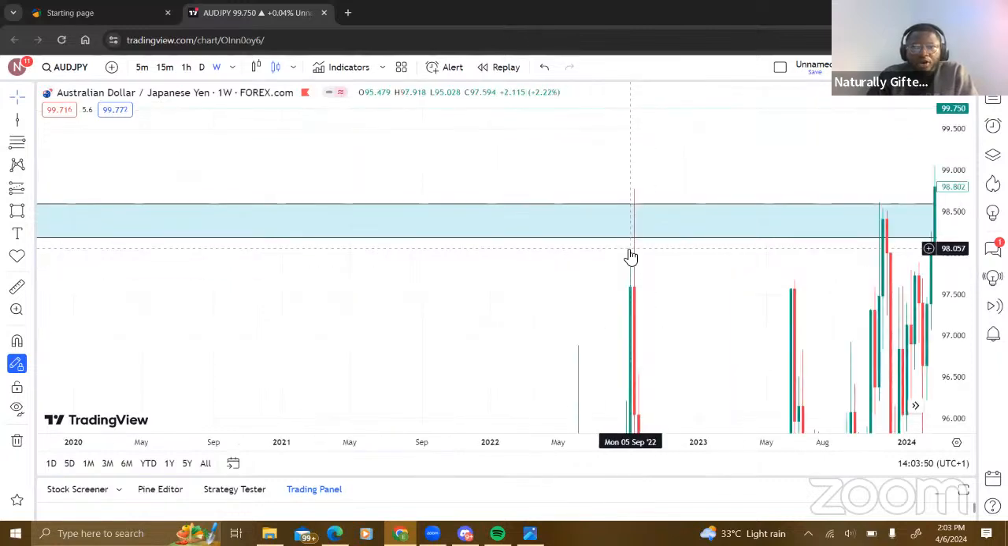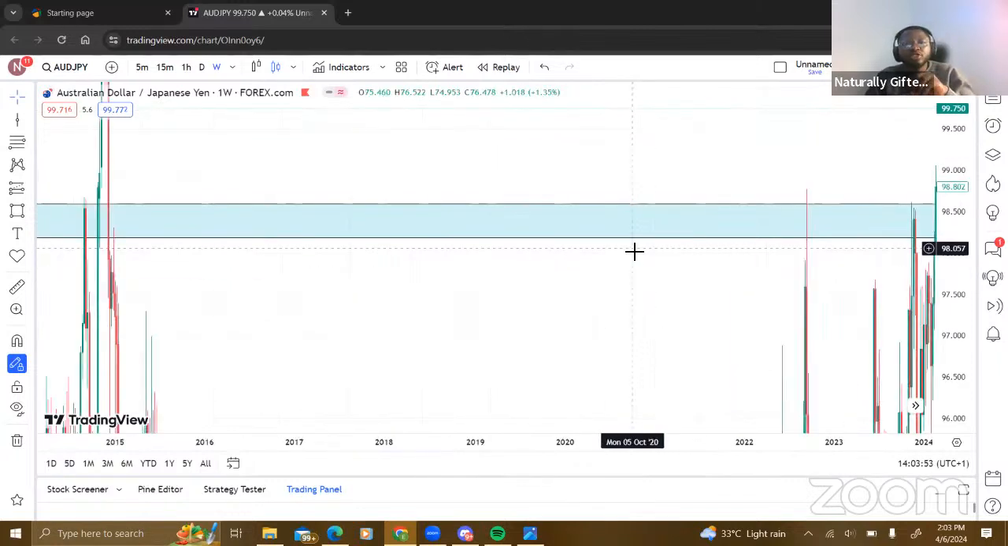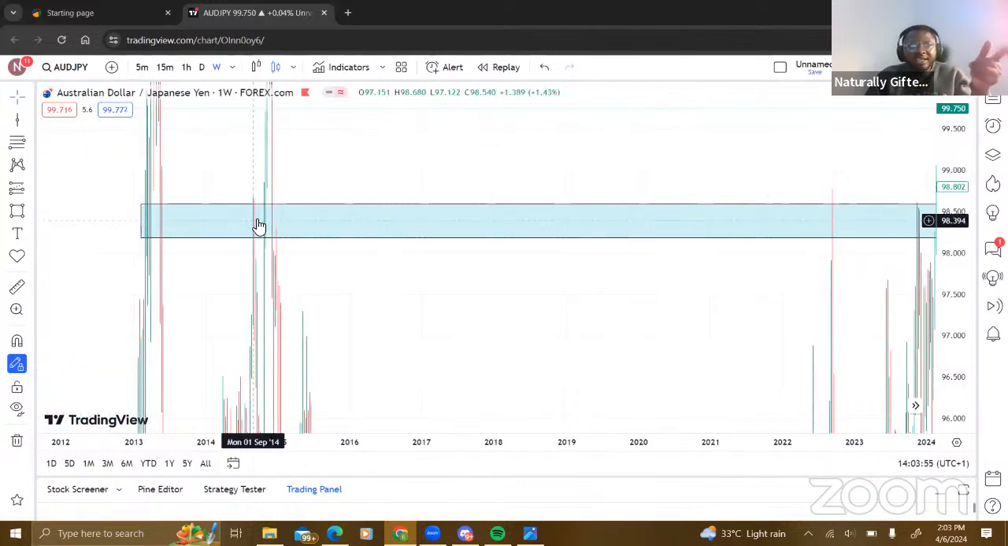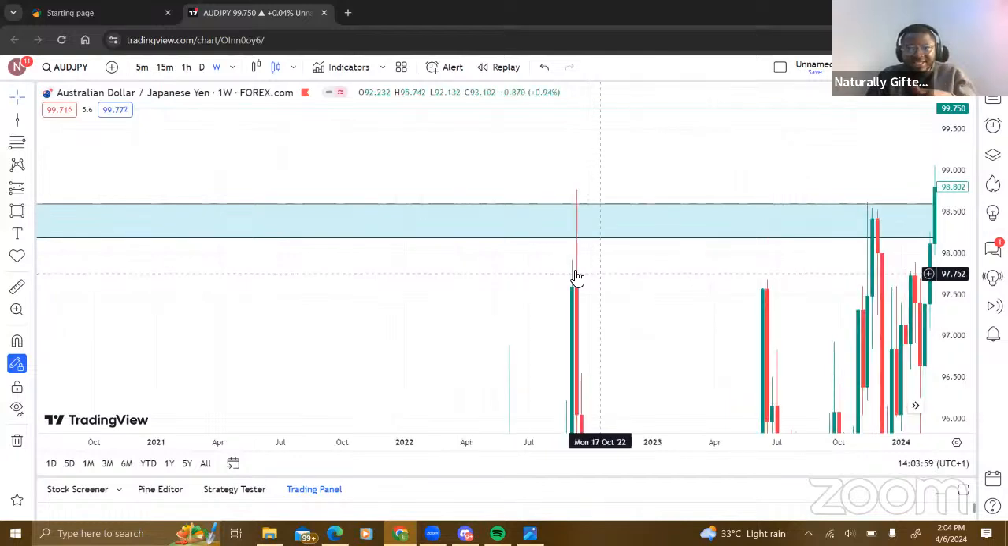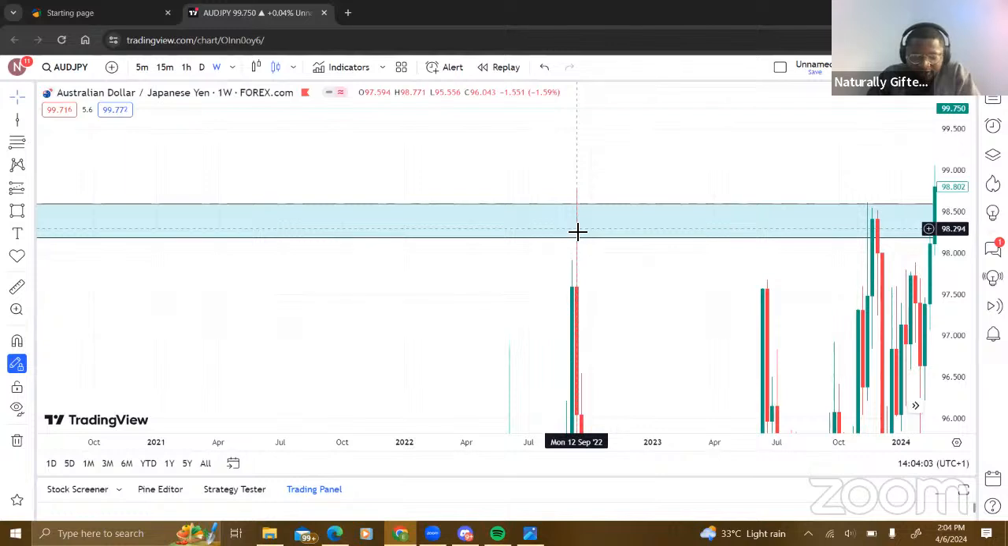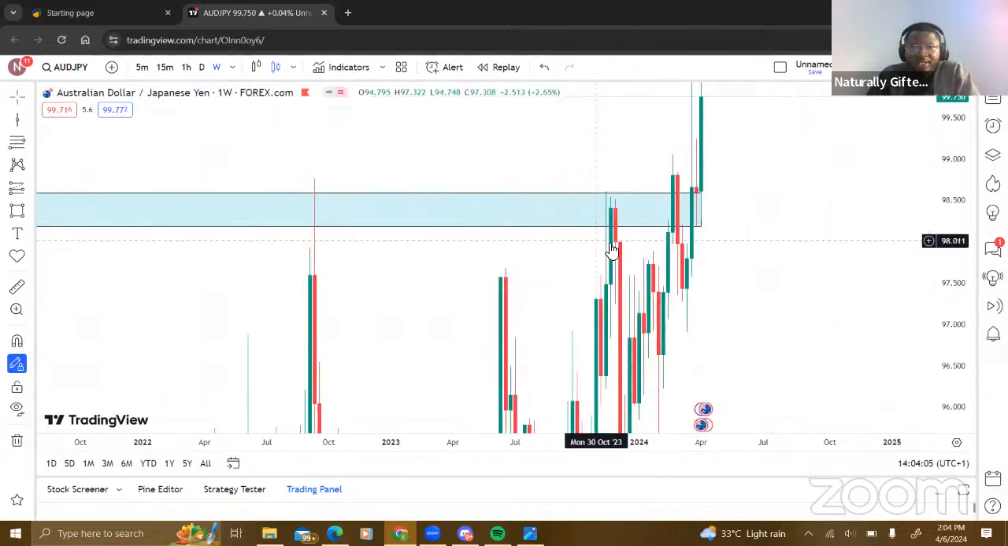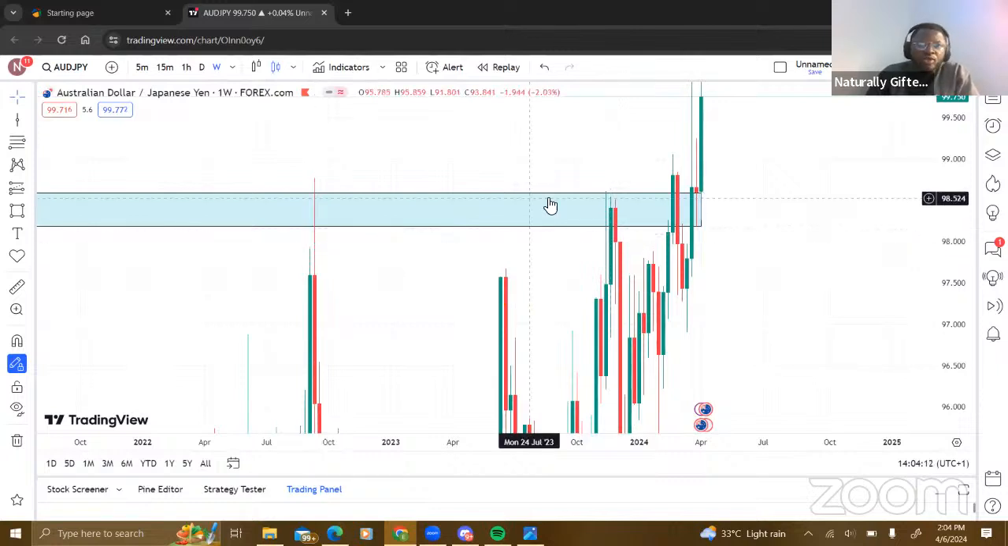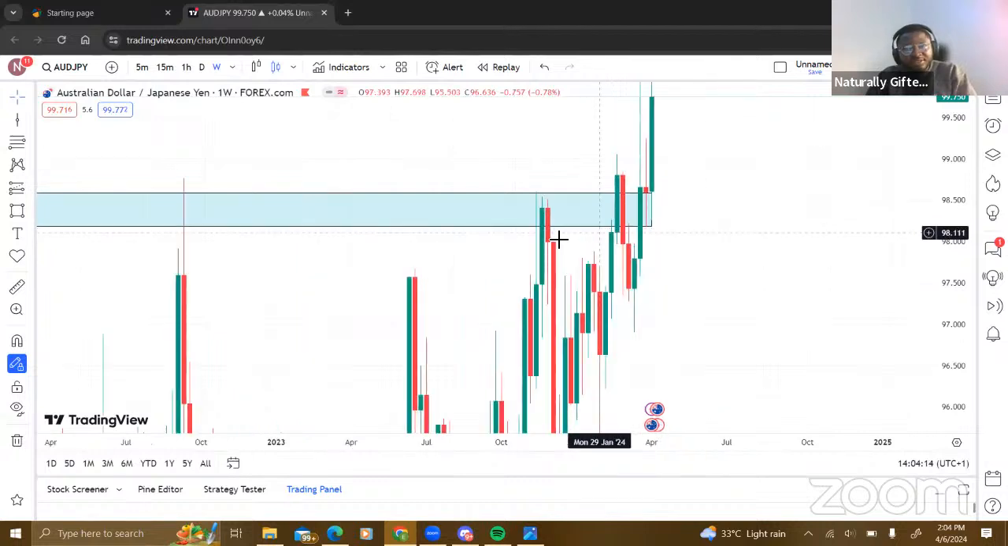Moving it forward, in the month of September 2022, what happened on AJ in September 2014, 6 years later, repeated itself as a resistance here. Blueprint. Moving it forward, in the month of November 2023, what happened in September 2022 repeated itself on AJ.